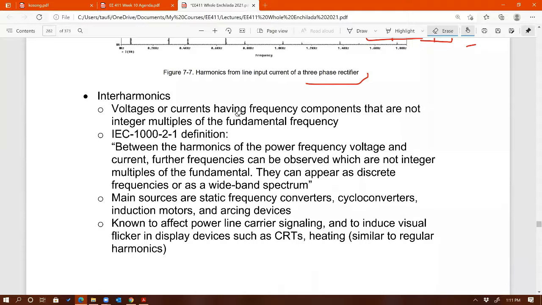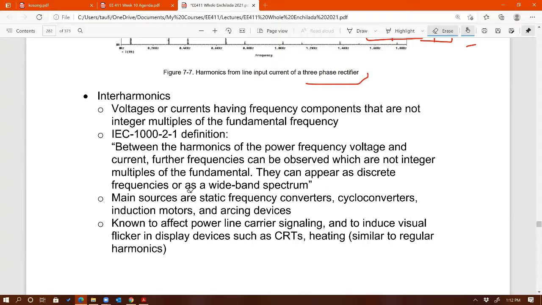Interharmonics are voltages or currents having frequency components that are not integer multiples, right? So integer multiples means 2 times, 3 times, 4 times. Is there such a thing as harmonic noise at maybe 1.5 times the fundamental component? The answer is yes. Between the harmonics of the power frequency voltage and current, frequencies can be observed which are not integer multiples of the fundamental component.